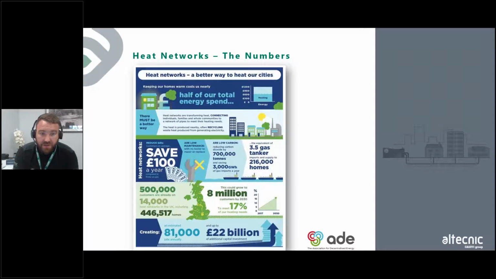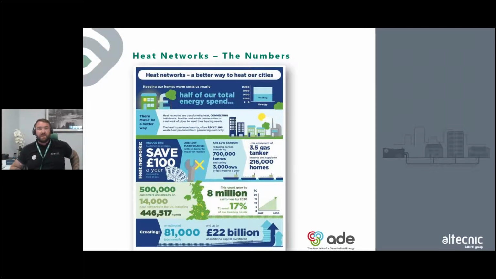Low carbon, reducing carbon dioxide by 700,000 tonnes and a saving of 3,000 gigawatts of gas imports a year. That's the equivalent of 3.5 gas tankers of imports and supply to 216,000 homes. 500,000 customers already on there. 14,000 heat networks connected to just shy of 500,000 homes. And this could grow to 8 million consumers by 2030 to meet 17% of our heating needs. So creating potentially an estimated 81,000 jobs, up to £22 billion in capital investment. So it is something I think that there's a big focus on.